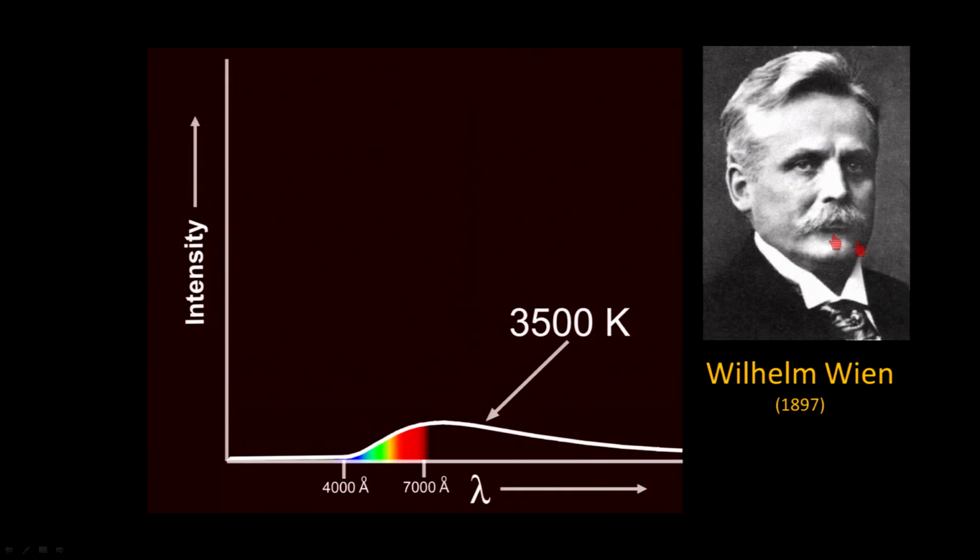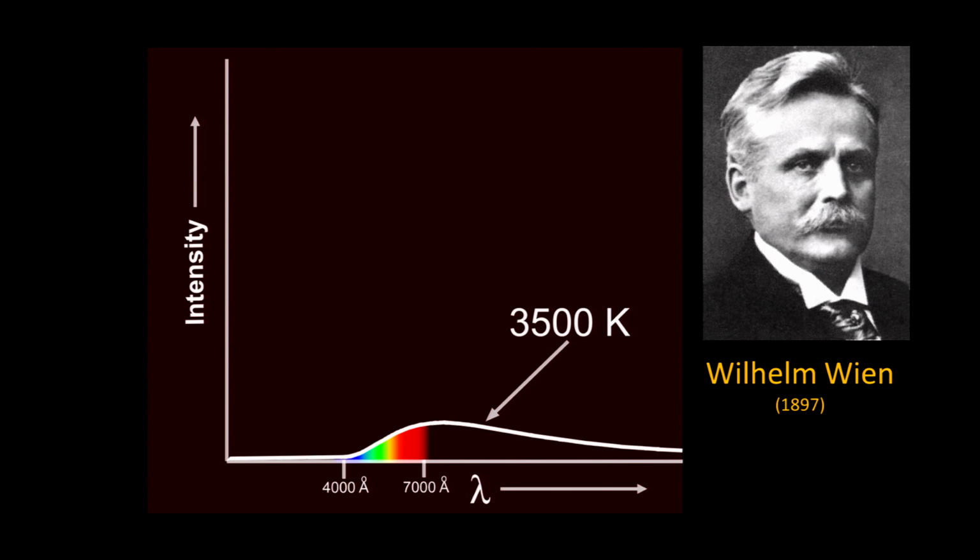It was in the latter part of the 19th century, just the last couple of years of the 19th century, when a German scientist by the name of Wilhelm Wien discovered that a blackbody curve has a particular way that it changes based on the temperature of the object producing the light.